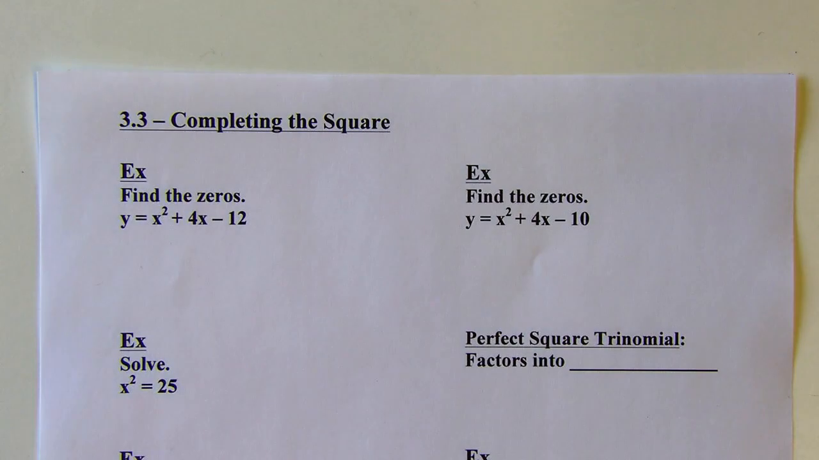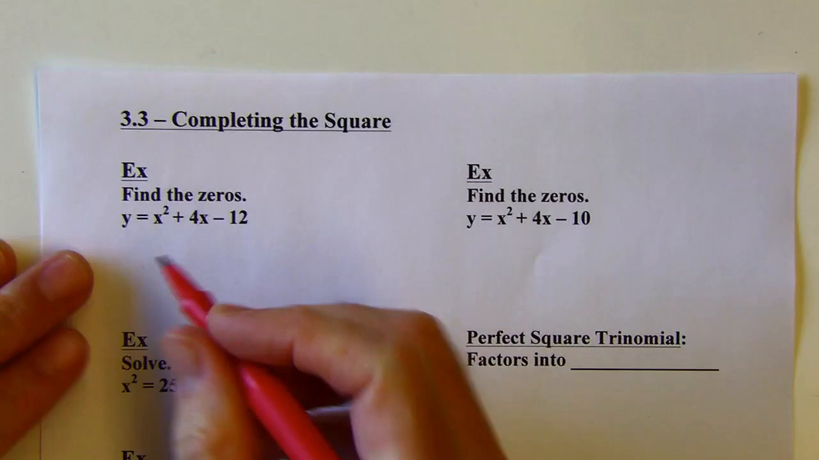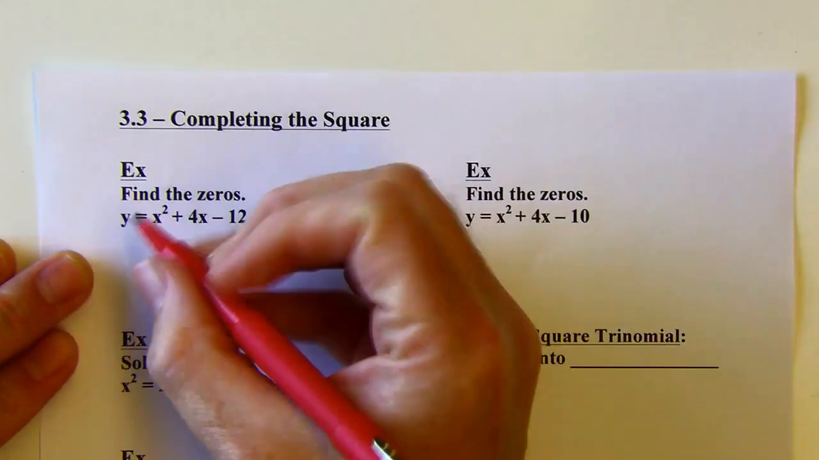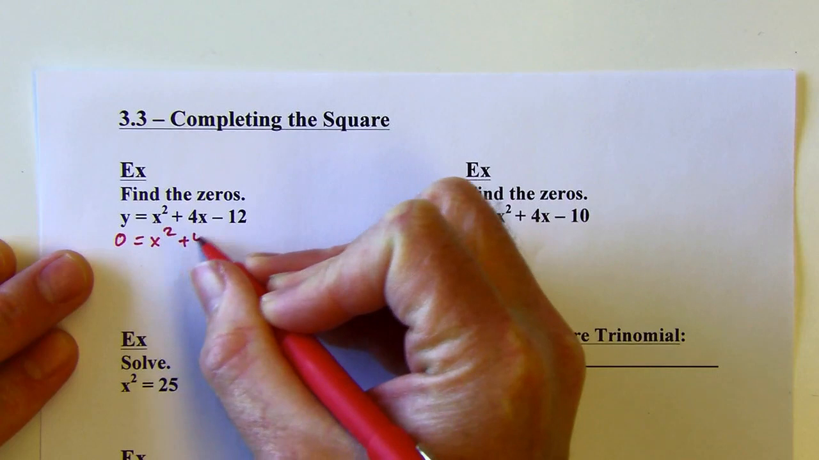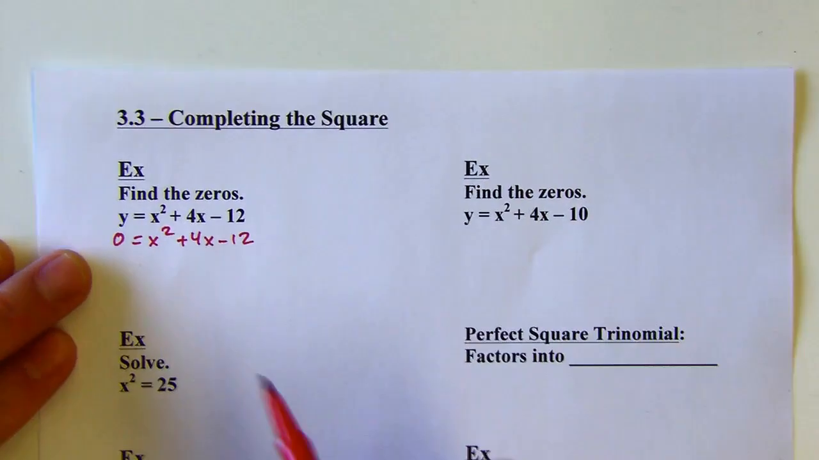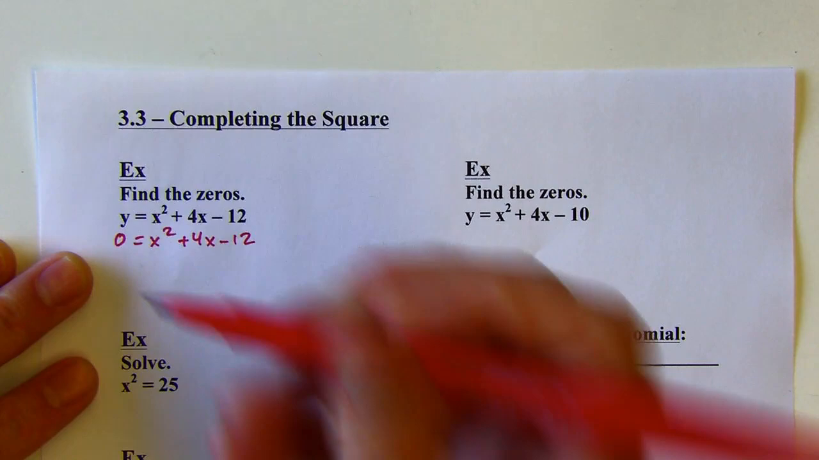Okay, this first example, let's find the zeros of this equation. That means I want to find the x values when y equals 0. So I'm going to plug 0 in for y. Okay, and then I'm thinking, how can I solve this? Well, I've got a trinomial. There's no common factors here, so let's factor this.